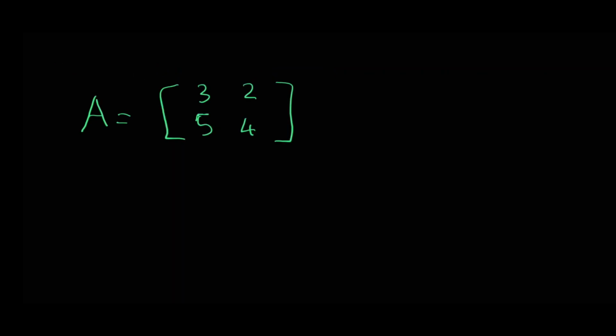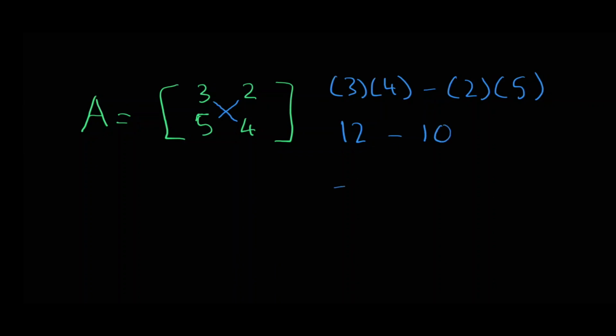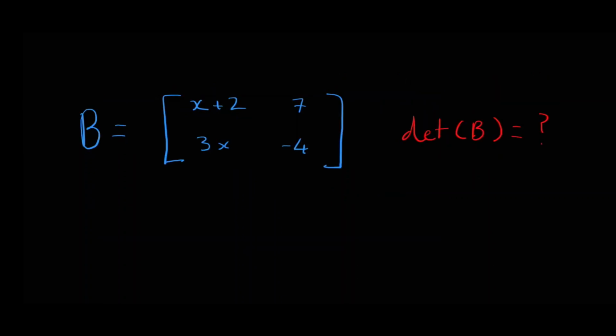Alright, let's do an example. So here we have a matrix A. Let's see if we can find the determinant. Well, the determinant's just going to be 3 times 4 minus 2 times 5. So that's just 12 minus 10, which equals 2. So that's our determinant.